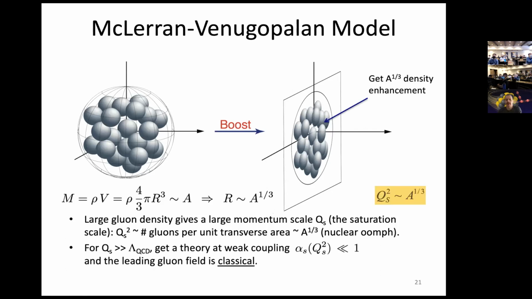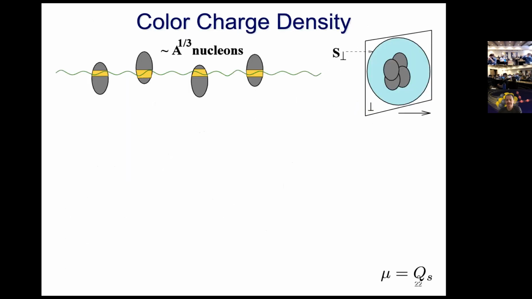And that's really the origin of this Qs being large. If Qs is large, the coupling is weak, and if you take a weakly coupled field theory, you know that it's dominated by the saddle point of your action, therefore the leading gluon field is classical, and that was the original argument of the MV model. If you want to calculate the gluon field of a nucleus, you have to take the classical gluon field.